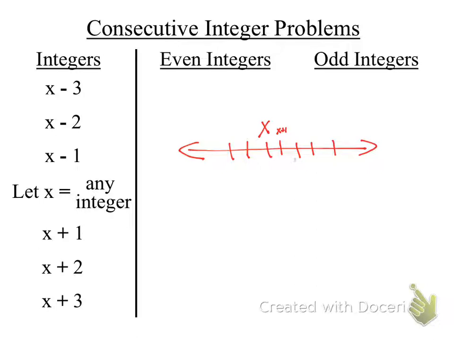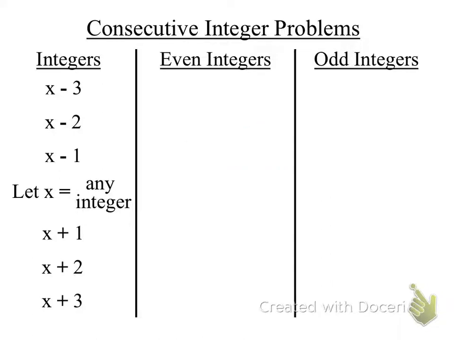You with me? So what would the next one be? It's x plus 2. What would the next one be? X plus 3. What would the next one be? X plus 4. You get the idea? And what would the one right before it be? X minus 1. X minus 2. That's how we call consecutive integers when we don't know what they are.